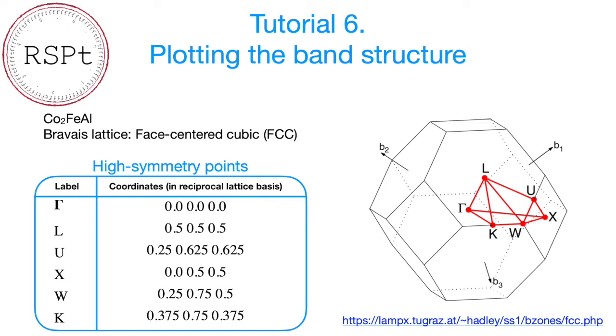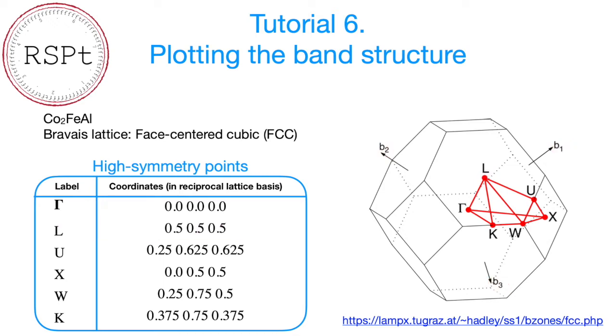The program kpath requires these coordinates to be in the basis of reciprocal lattice vectors. Namely, the L point has the coordinates 1/2, 1/2, 1/2, meaning that we take the first inverse lattice vector, the second and the third, and we sum them up with equal weights. As you can see, the L point is indeed located in between all these three vectors.